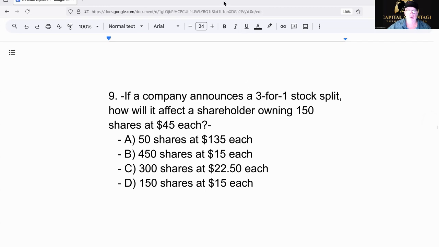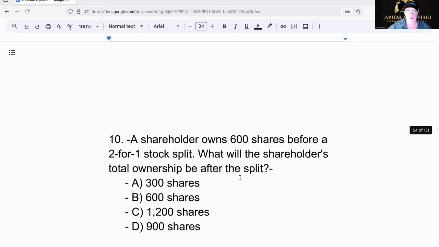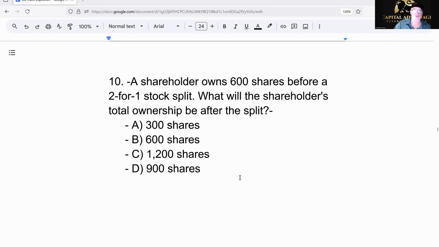150 at 115. I think we're good. Let's move on. A shareholder owns 600 shares before a 2-for-1 split. What will the shareholder's total ownership be after the split?